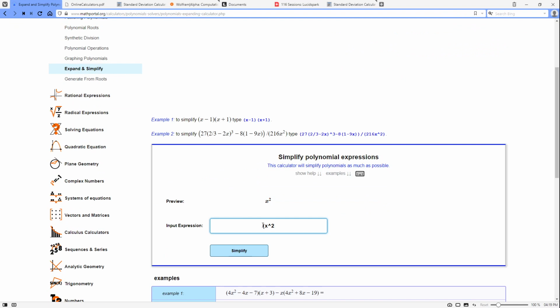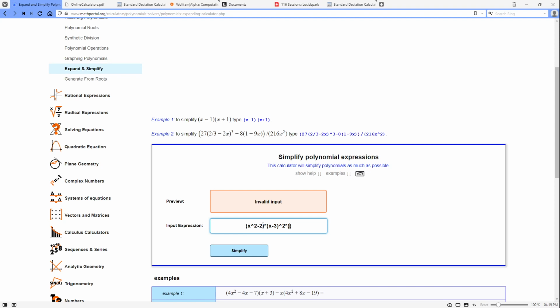We have x squared minus 2, and then x minus 3 squared. Oops. X minus 3 squared. And then, oh, that's shouting at me. There we go.